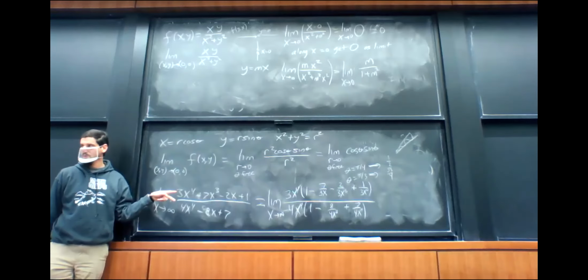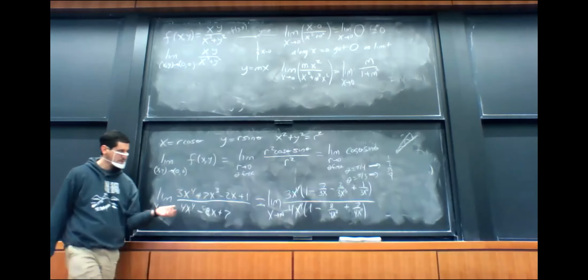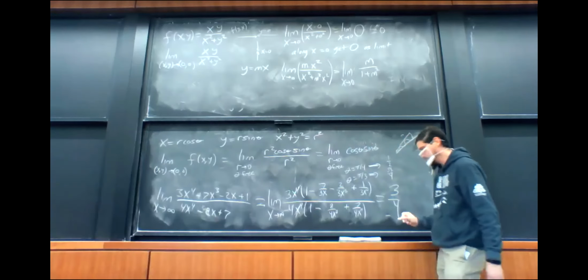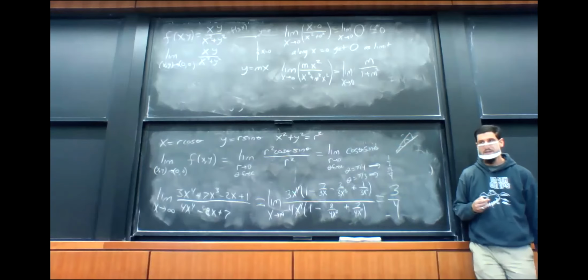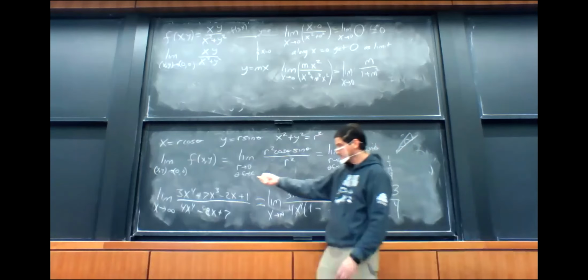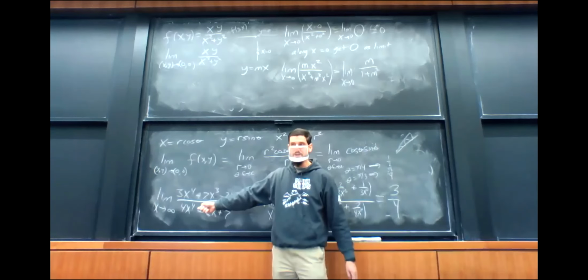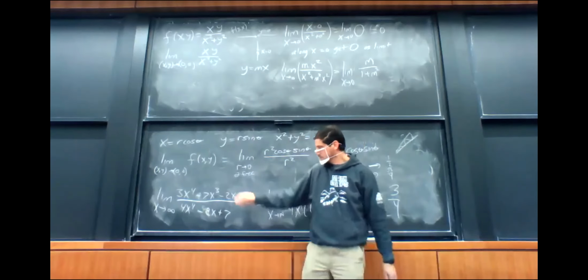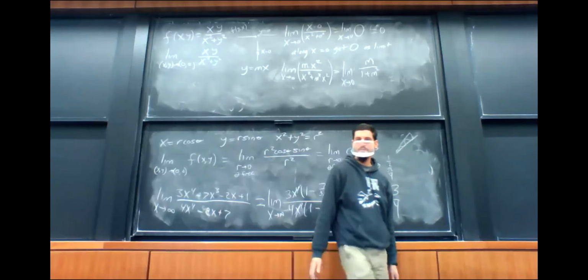So I pull out the highest power, and so here I would just get 3 over 4. If the numerator had a higher degree of x than the denominator, it goes to plus infinity. If the numerator has a lower degree, then it goes to 0.